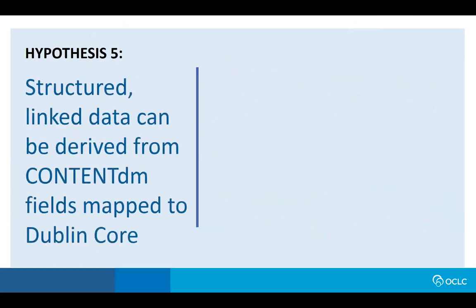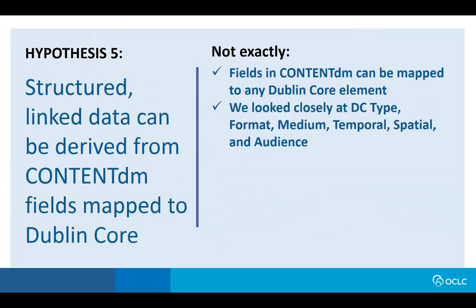So then lastly, structured linked data: can we derive that from text-based ContentDM data once it's been aggregated? We worked through a Dublin Core mapping process to get a little bit closer. Fields in ContentDM can be mapped to any Dublin Core element, so that basically was included. We got that already just by the fact that it was from ContentDM. And we looked at some specific fields to see what sense we could make of all of that material.